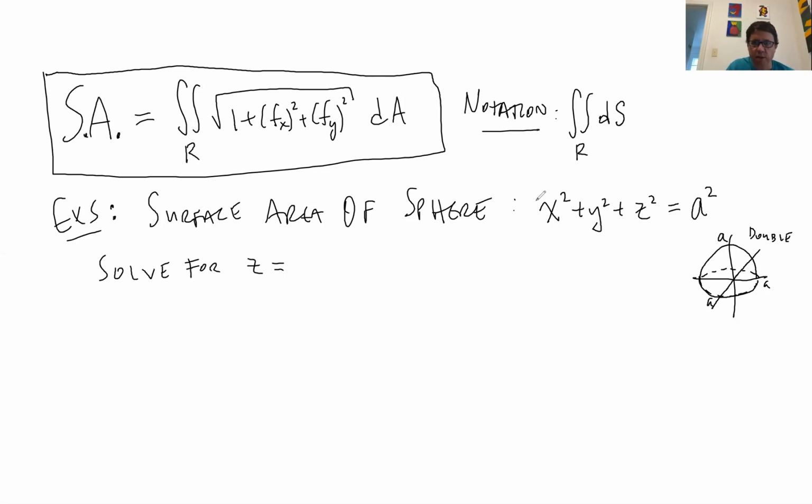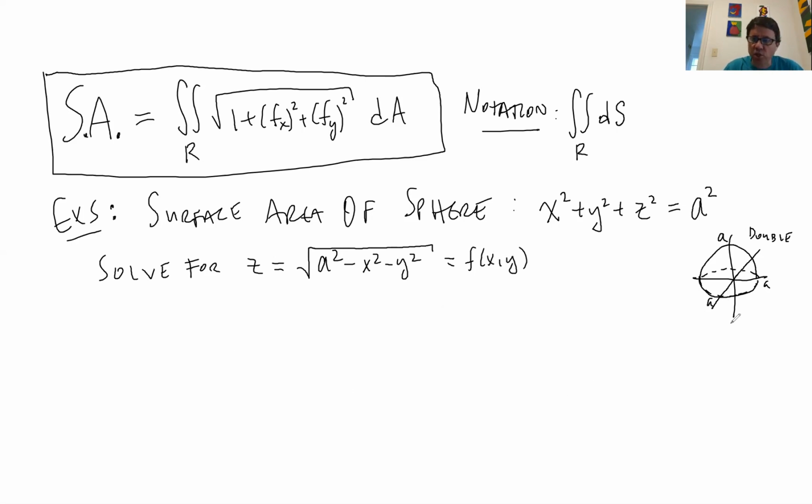So I have my equation x squared plus y squared plus z squared equals a squared. So I bring everything over, and get z squared equals a squared minus x squared minus y squared. And then when I take the square root, I'm going to take the positive square root, and that'll give me the top half. If I take the negative square root, I'll get the bottom hemisphere. So there's my function.